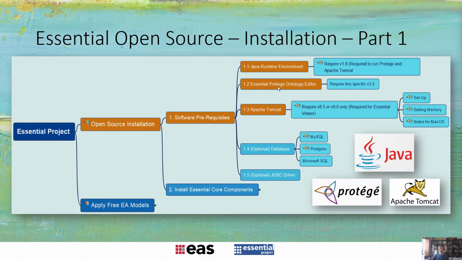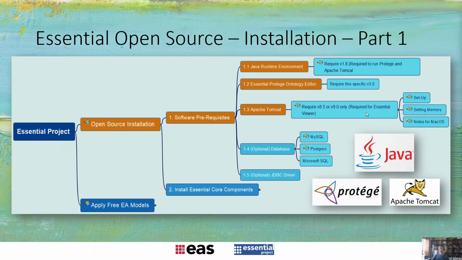So in your local machine, you need to install Protege, but for Protege to work, it depends on Java. So you need to have a compatible Java runtime environment. For Essential, the minimum Java is 1.8. That is required by both Protege and Tomcat.